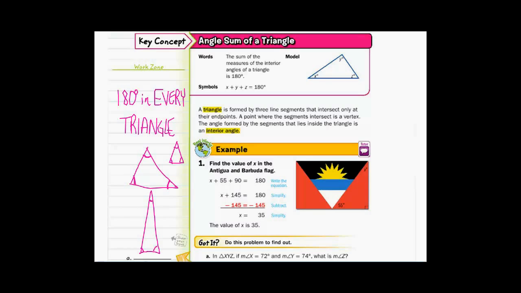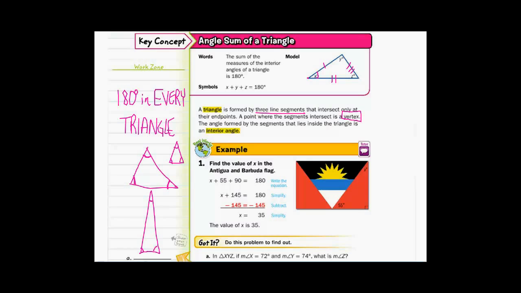All right. So a little bit of vocab here for you. A triangle is formed by 3 line segments. You knew that. That side, and that side. So 3 line segments that intersect at only their endpoints. A point where the segments intersect is called a vertex. Not really a word you had to look up, but that should be a word that you already know. The angle formed by the segments that lies inside the triangle is the interior angle. So basically this segment intersects this one at this vertex and they form this angle right there.